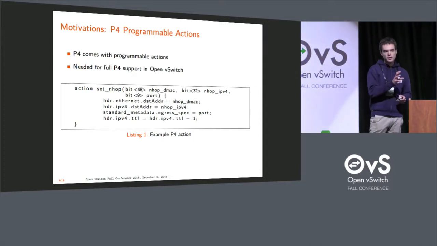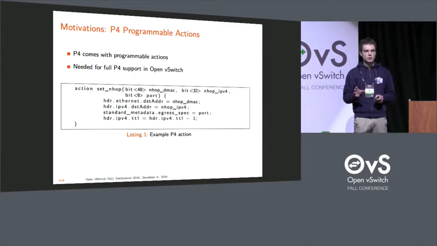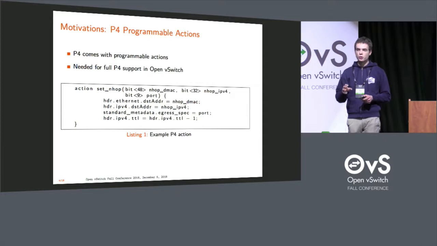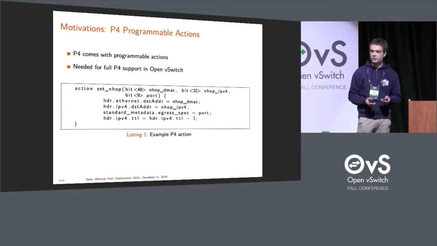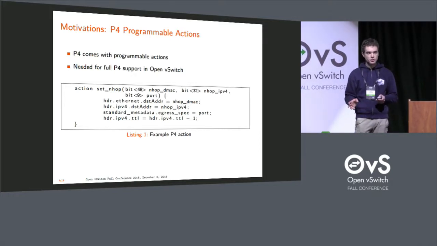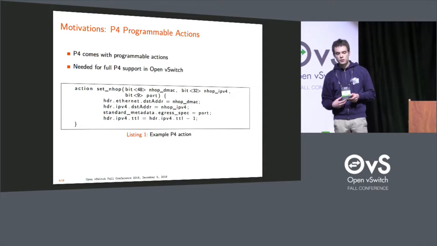That last example is probably not the best, because if Open vSwitch is going to support P4 in the future, we could match on any kind of packet field in any way we define them. But if Open vSwitch is going to support P4, it's going to have to support programmable actions as well. What I'm going to present today is probably one way to implement these programmable actions from P4 in Open vSwitch.